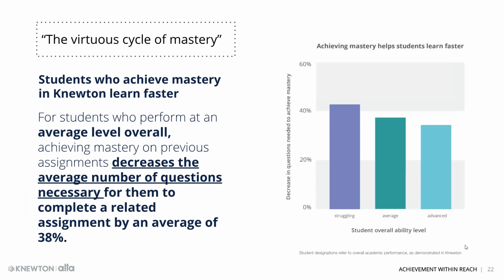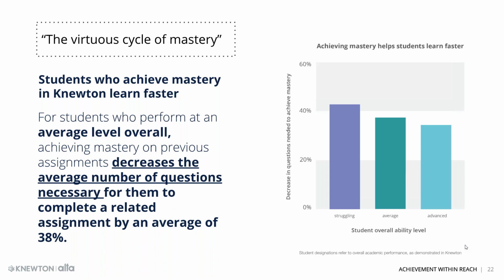This is another one that just shows how mastery can help later. Struggling students, when they come in, are probably going to take more time to master the content. That makes sense. But as time goes, you can see the purple bar being struggling students, they need 40% less questions to achieve mastery later.